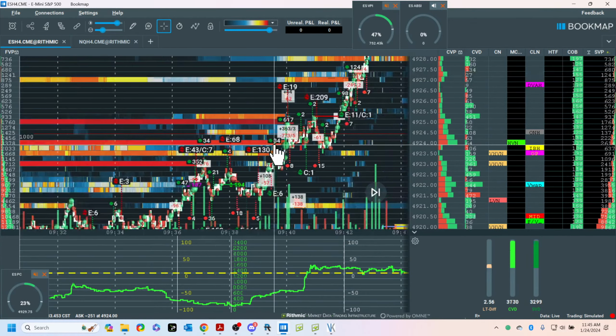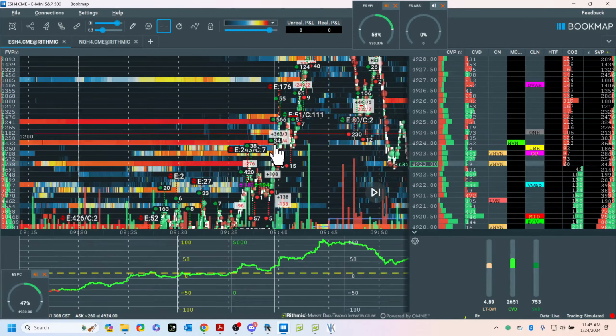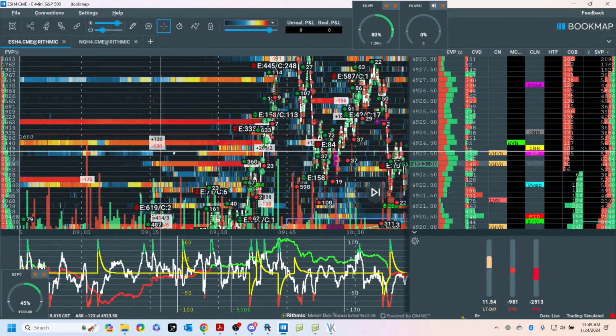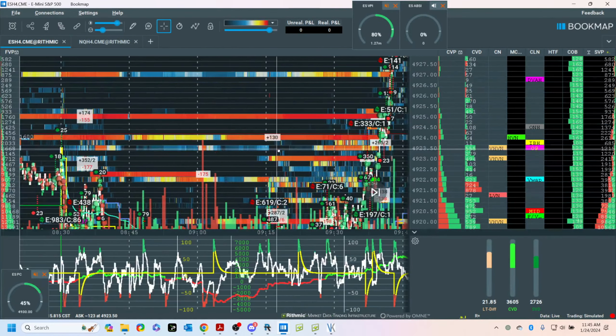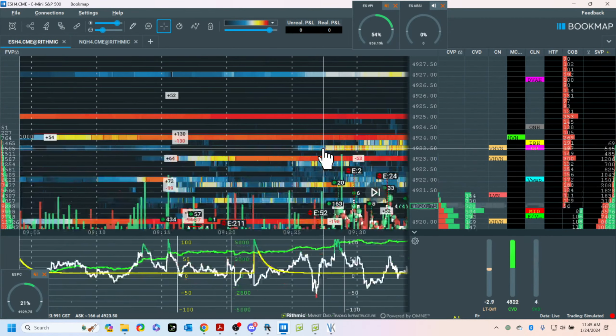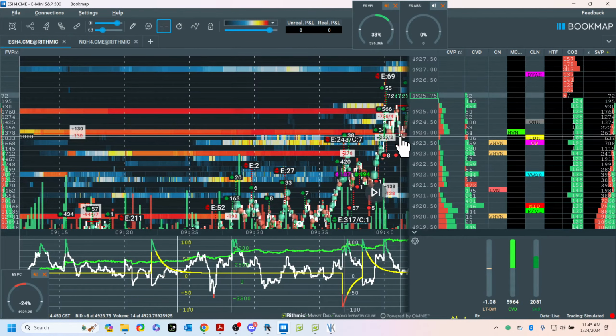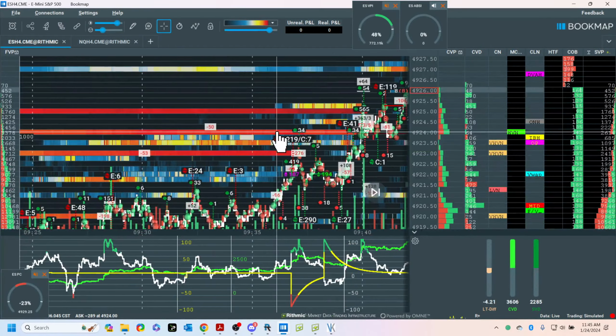Remember, let's go back to the open. This was too high. So I know this is too high, right where this is labeled, and I know this is my area to look for a long. So when I first break out of the IB, which is here, I'm looking for a pullback to here and a long. So this is where I'm looking.